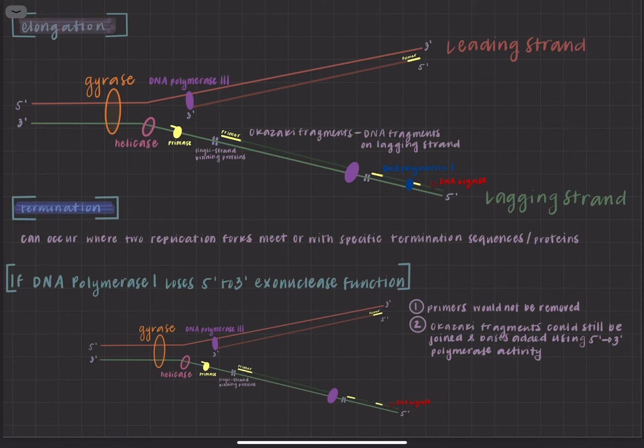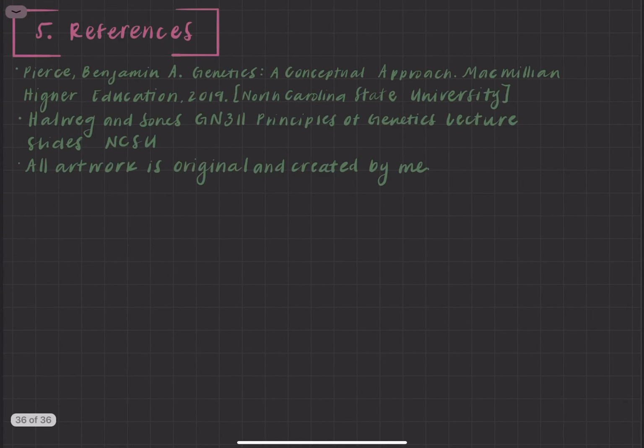This would mean that in every replication, both the leading and lagging strands would contain RNA nucleotides at the sites where primers were placed. This concludes my exam number 4 mini video.